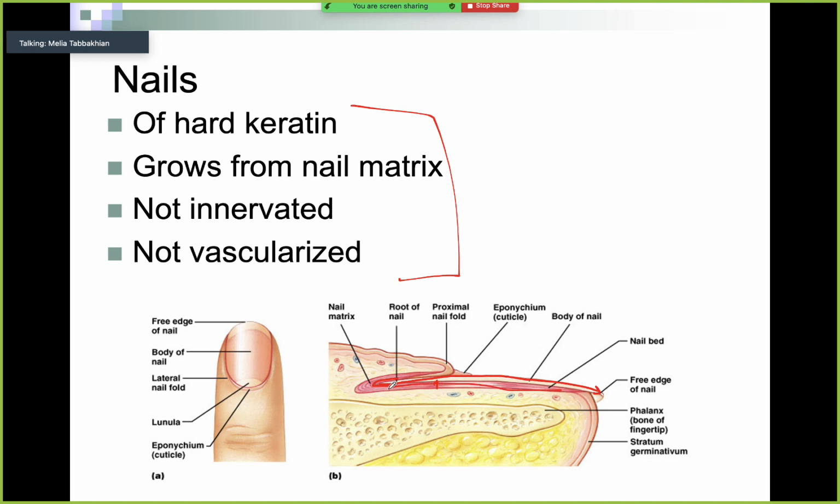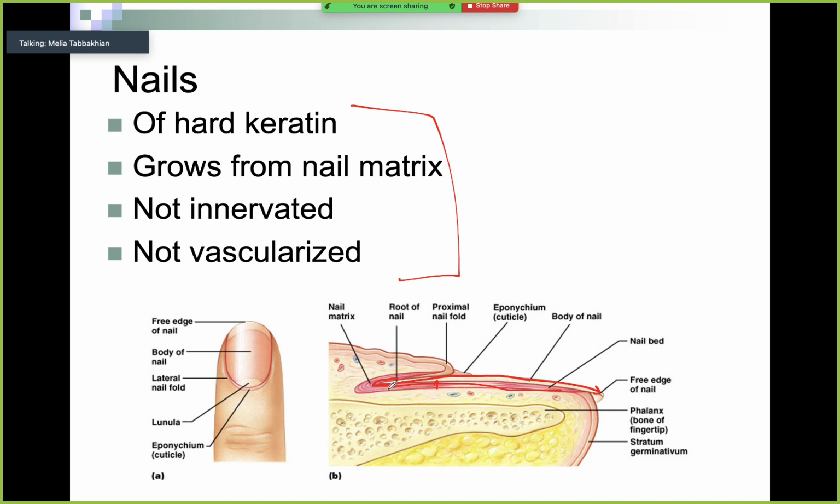The nail itself is avascular, which means no blood in it. When you cut your nails, you shouldn't bleed. And it's not innervated, which means there's no nerves in it. When you cut your nails, it shouldn't hurt because the nail is just made of keratin.